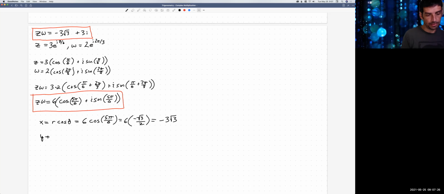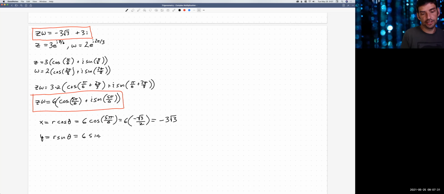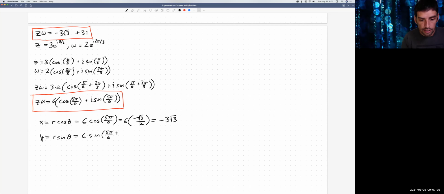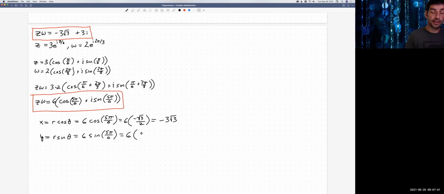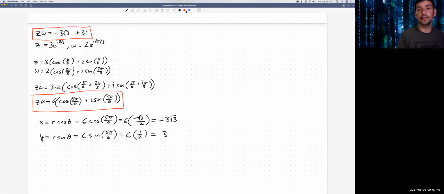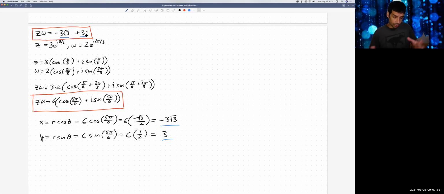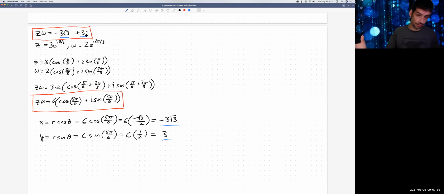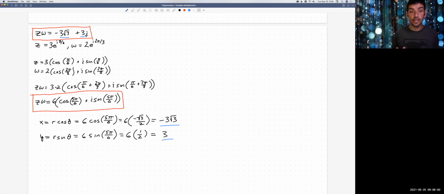And the imaginary part should be r sine theta, which is 6 times sine of 5 pi over 6. And that is 6 times the sine of pi over 6, which is 1/2, and that is equal to 3. And these are indeed the coefficients, the real and imaginary parts that we see up there. And so our rules are fitting together nicely, which of course they should. They should not contradict each other, okay?